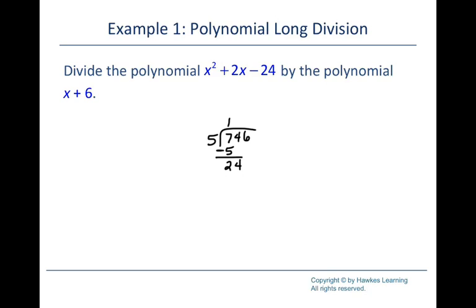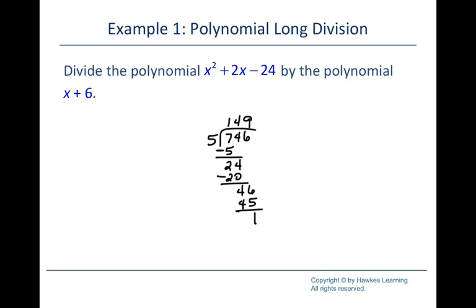Then we try to see how many times 5 will go into 24. Well, it will go 4 times. 5 times 4 is 20. Change the sign. 24 plus negative 20 is 4. Bring down that next number, which is a 6. 5 will go into 46 9 times. 9 times 5 is 45, and we have a remainder of 1.